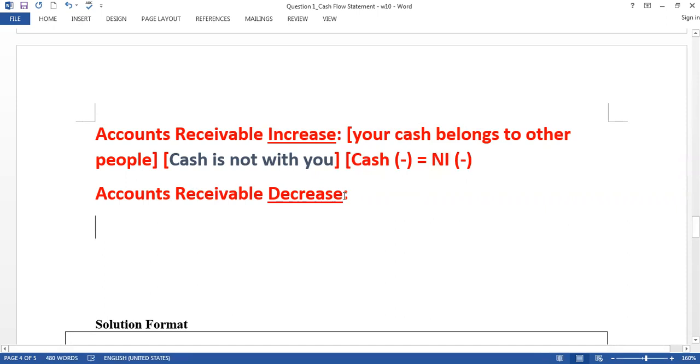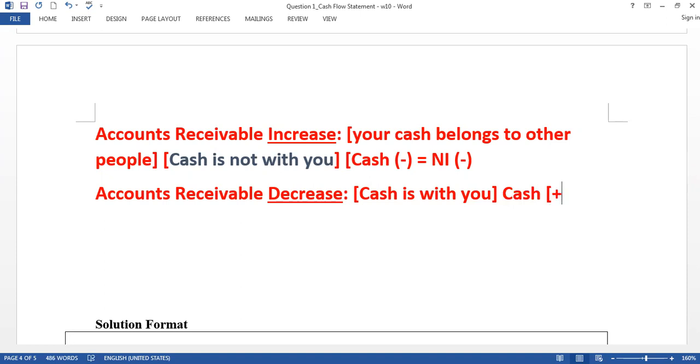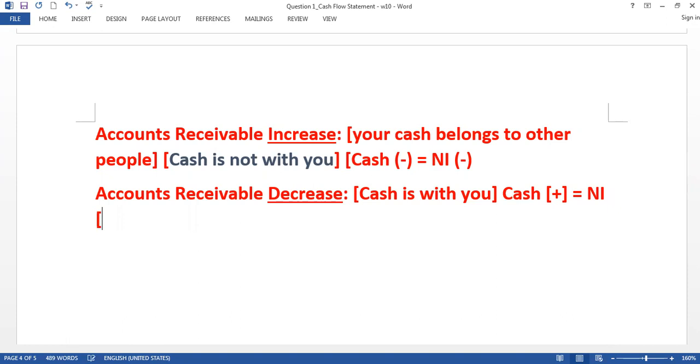What is the meaning of accounts receivable decrease? You receive cash. No, you do not pay cash. Someone paid you cash, right? That means cash is with you. That means cash is now plus. If cash is plus, net income should also be plus.